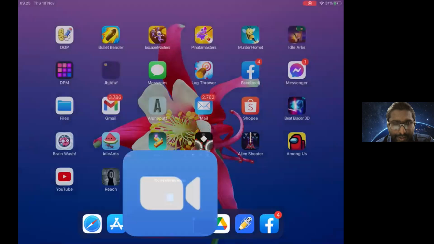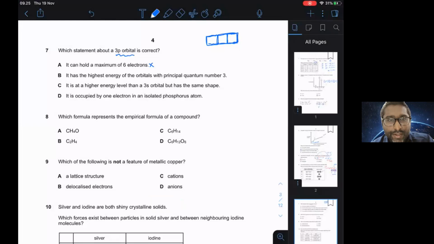Let's continue again. When we look at the 3p, saying it can hold a maximum of 6 electrons will be wrong. It can only hold a maximum of 2 electrons here. It has the highest energy of orbitals with principal quantum number 3? Not really: 3s, 3p, and then we have 3d. 3d is going to be the highest. It has a higher energy level than 3s, which is correct. But it has the same shape? No. The 3s is spherical, 3p is dumbbell shaped, so that will not be the answer either.